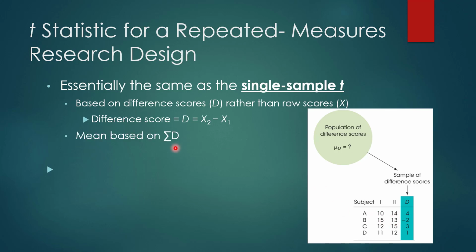So we need to get a mean that's based on the sum of D. So our mean for our difference score is going to be the sum of the difference scores over the number of individuals in our sample. So if we were to add all of these up, 4 minus 2 plus 3 plus 1 is going to give us 6. We divide that by 4, and our mean difference would be 1.5.